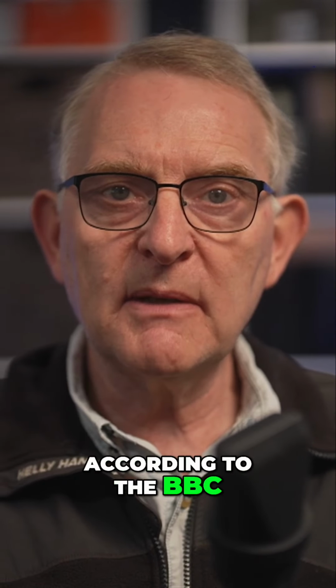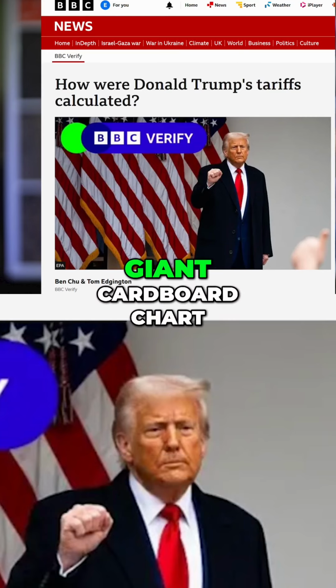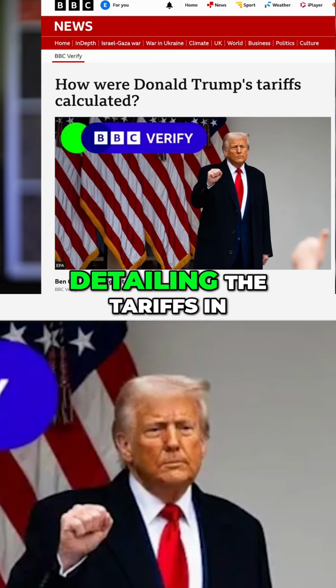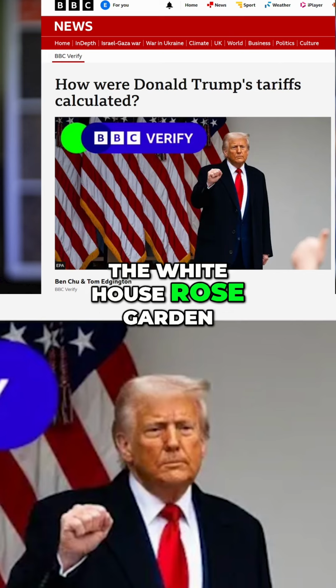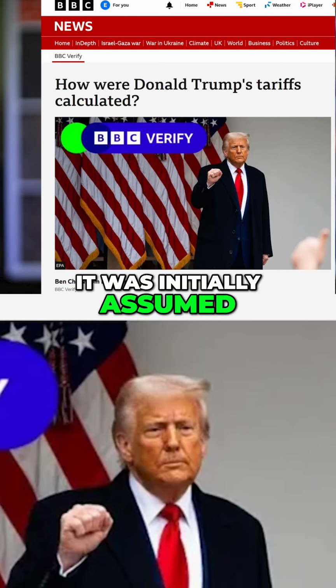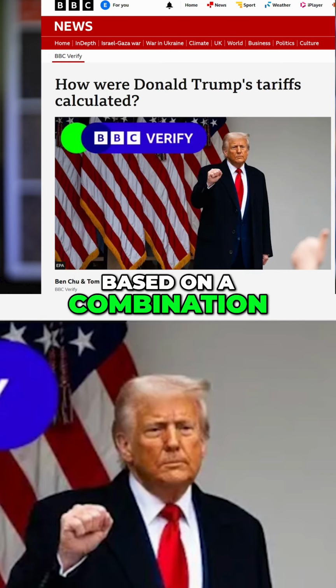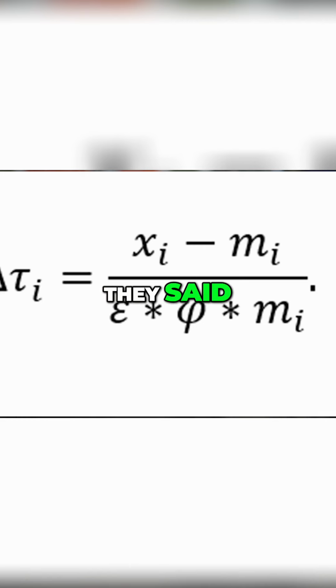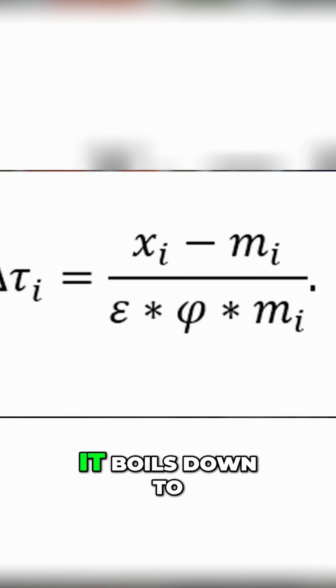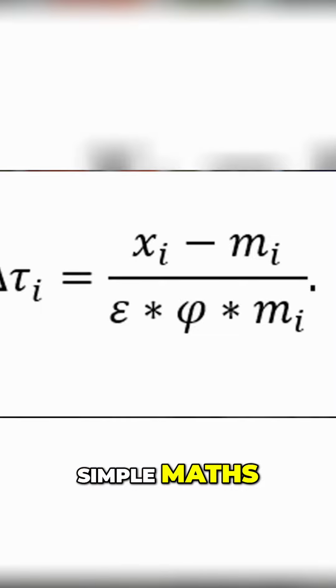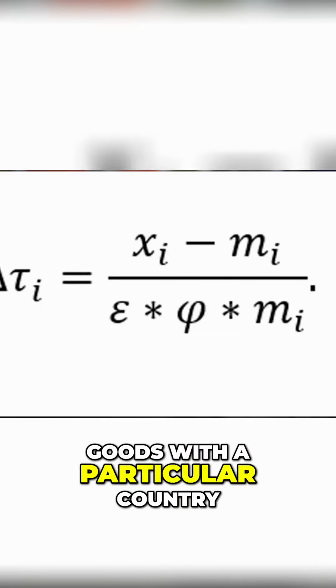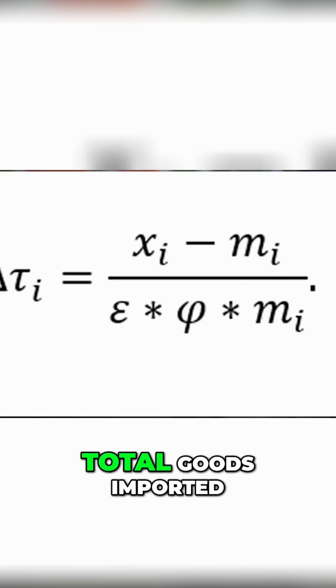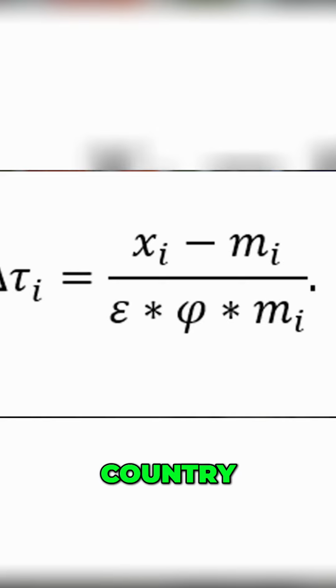But now, according to the BBC, when Trump presented a giant cardboard chart detailing the tariffs in the White House Rose Garden, it was initially assumed that the charges were based on a combination of existing tariffs and other trade barriers like regulations. But they said, if you unpick the formula, it boils down to simple maths. Take the trade deficit for the US in goods with a particular country, divide that by the total goods imported from that country, and then divide the number by 2.